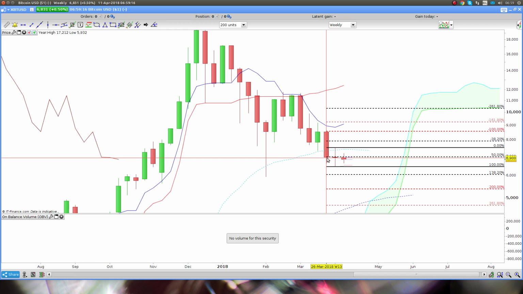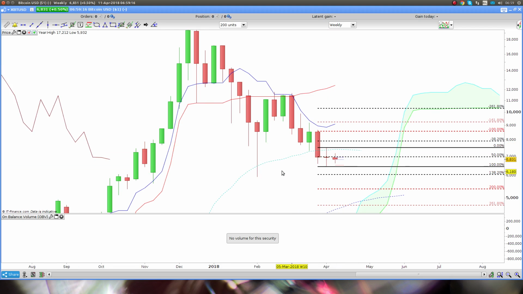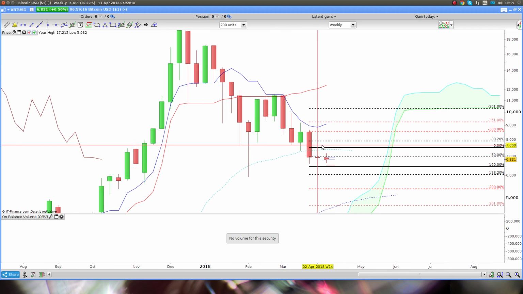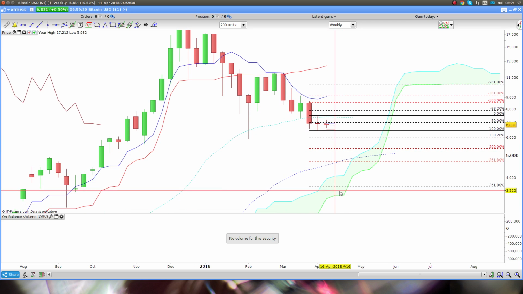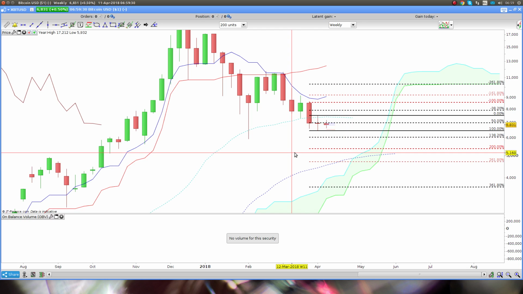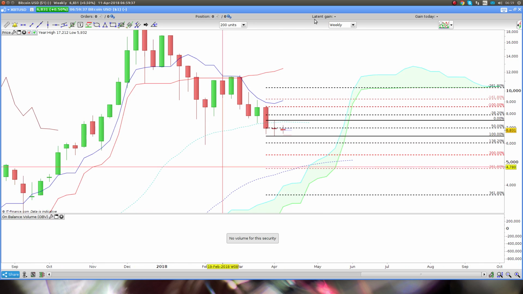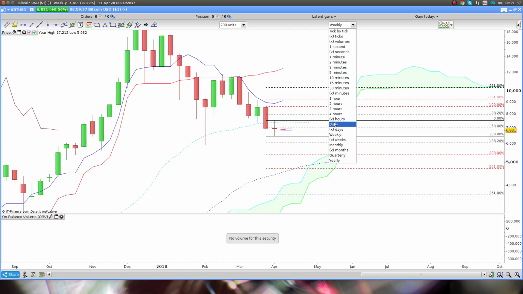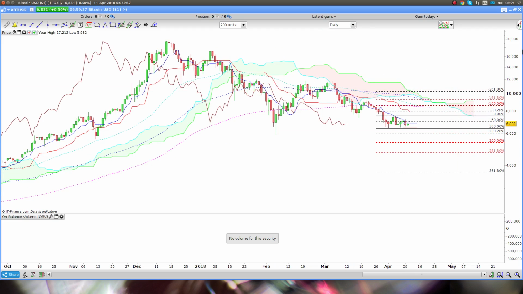So, what we are looking at the moment is a potential break to the upside will give us the range targets, as you can see there. A break to the downside will give us the range targets along those areas there. Now, I can't really see what's happening on the weekly, so let's just pull into the daily.